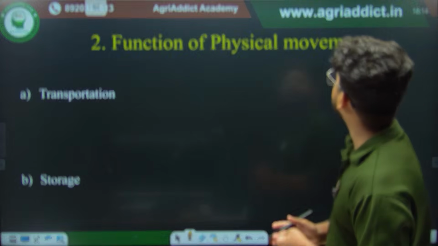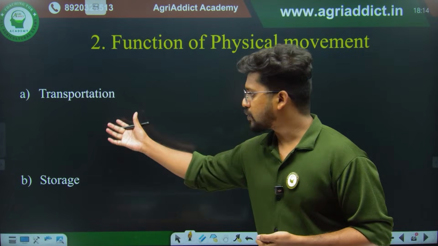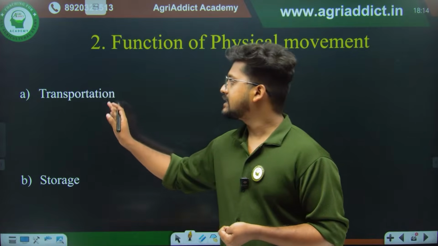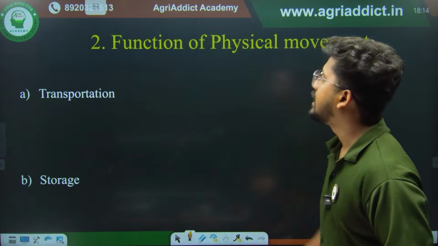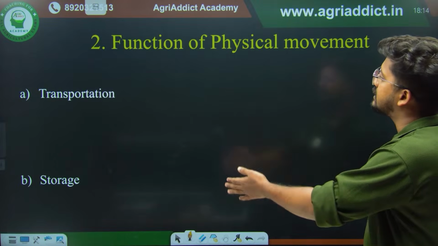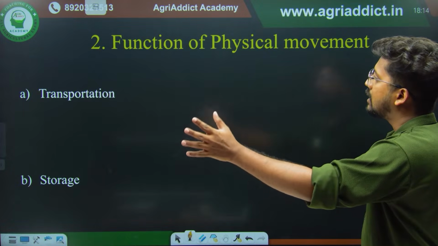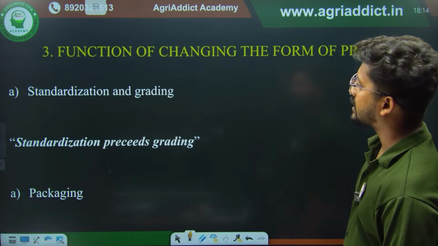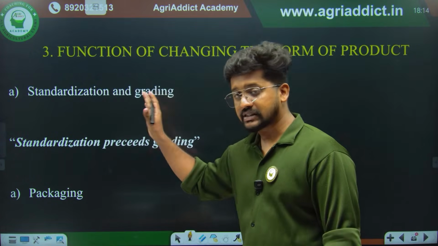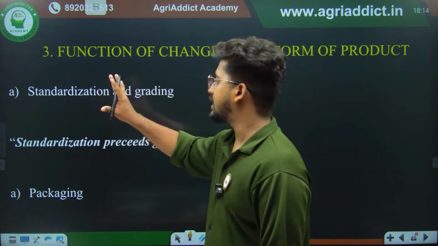Then function of physical movement: transportation will be there, storage will be there. Transportation will be giving you the place utility, storage will be giving you the time utility. So here both are concerned with the physical movement of the agricultural produce. Then function of change in the form of the product, there is standardization and grading, which is a really important concept in agricultural marketing.